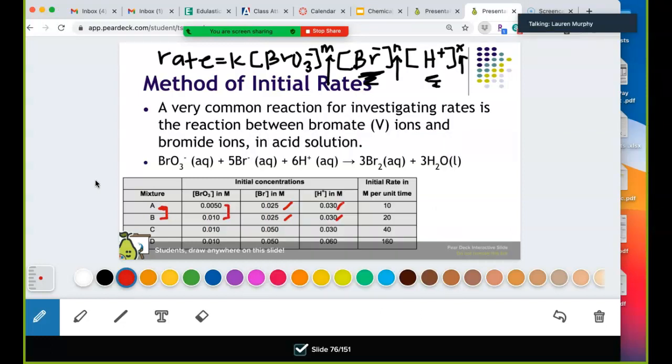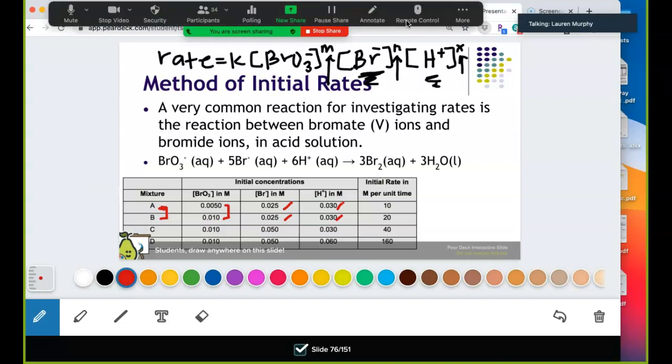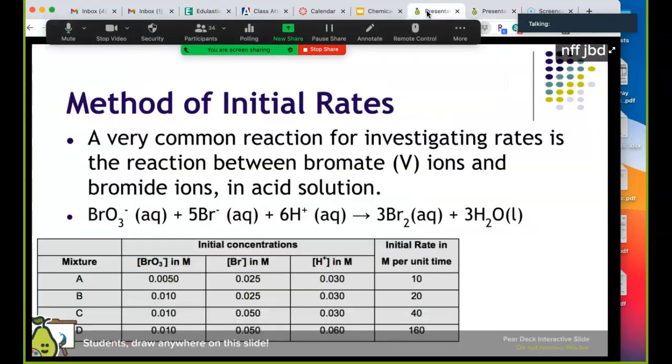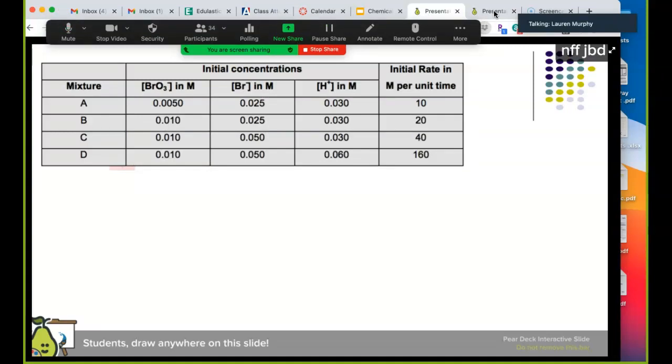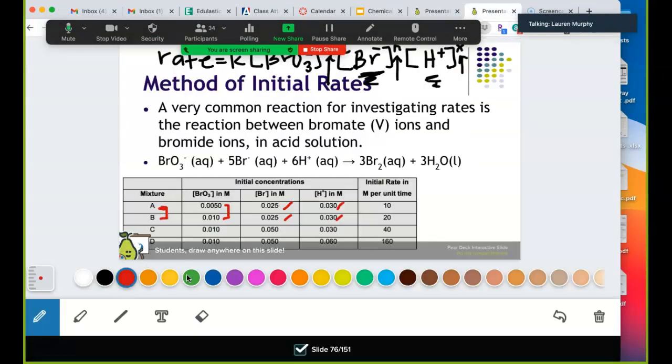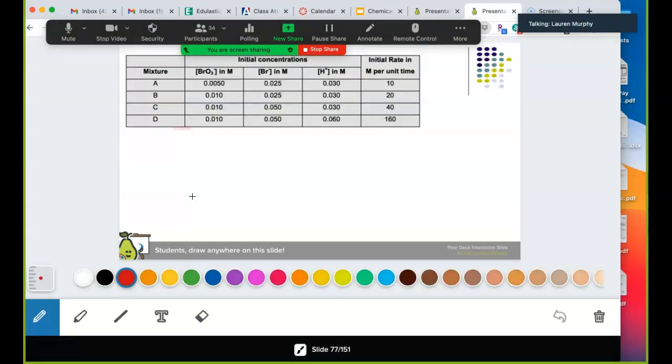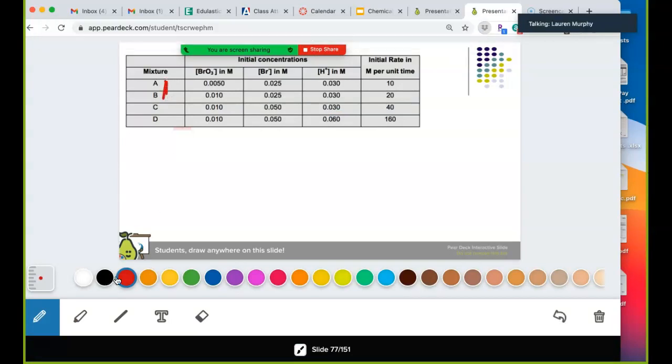Okay. So here's what you do. You set them up in a ratio. Here's what I mean. Again, we're focusing on experiments or mixtures A and B. So you write rate laws for both of them and you divide them. You set them up as a ratio. Now, how do you pick who goes on the top and who goes on the bottom?